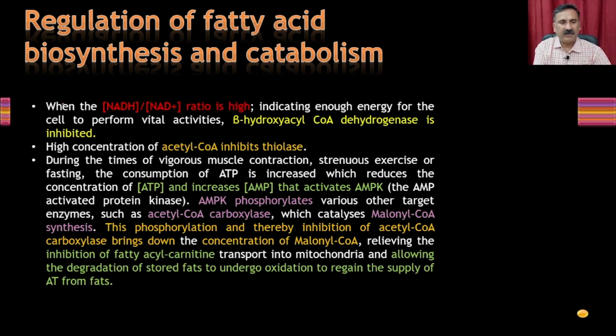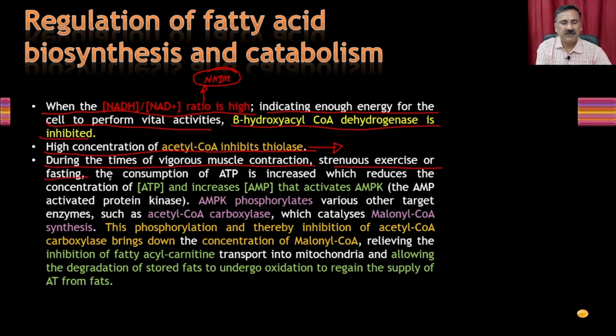Other parameters that also regulate fatty acid biosynthesis and catabolism: when the NADH to NAD plus ratio is very high, this means the cell has a sufficient quantity of NADH, indicating enough energy for the cell to perform vital activity. So beta hydroxyacyl CoA dehydrogenase is inhibited. Under these conditions, the beta oxidation is being inhibited. A high concentration of acyl CoA inhibits thiolase.